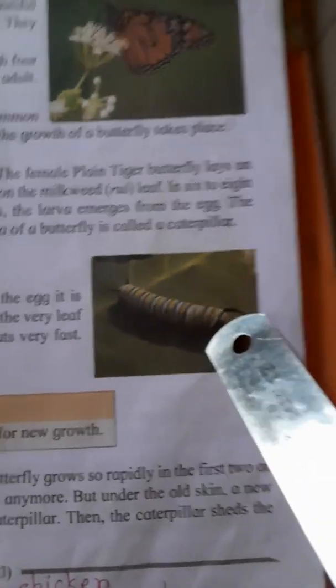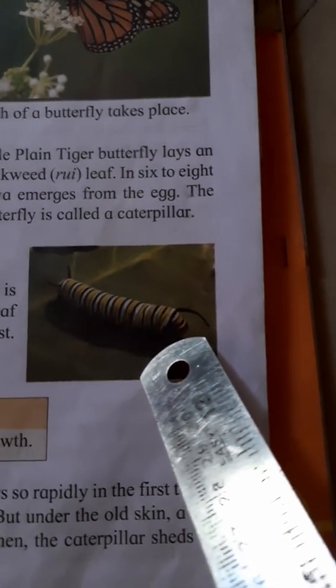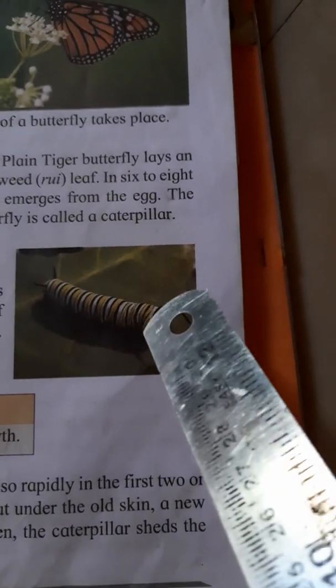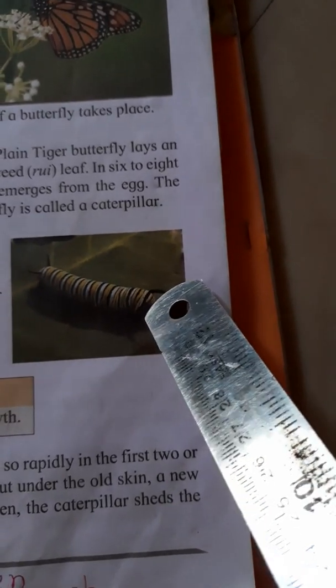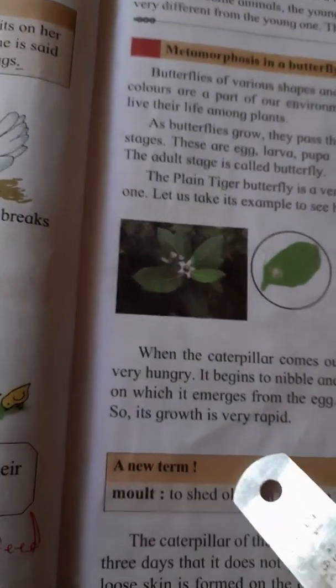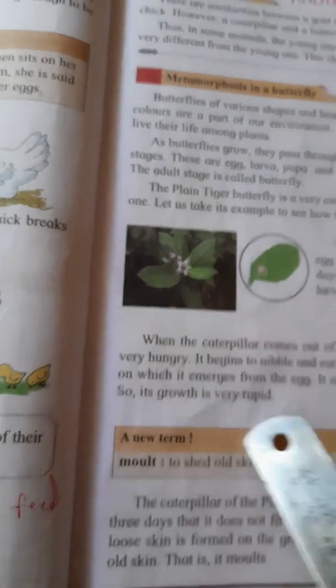When the caterpillar comes out of the egg, it is very hungry. So it begins to nibble and eat the leaf on which it emerged from the egg. It eats very fast, and so its growth is very rapid. Yes, rapid means very fast.